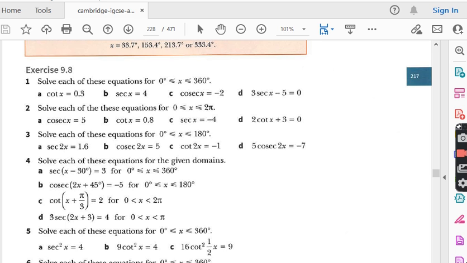You can see on your screen question number 4, exercise 9.8. Solve each of these equations for the given domain.